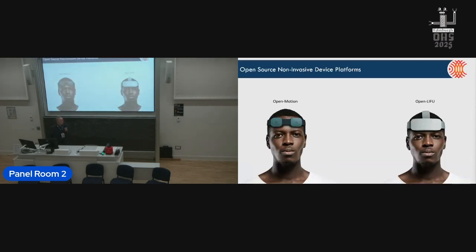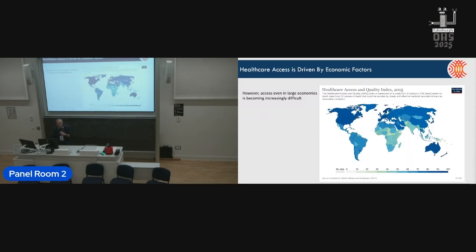We have two devices. We have a device called Open Motion, which is an instrument that measures blood flow non-invasively, and then Open LIFU, which is a low intensity focused ultrasound system. Both of these are designed to be modular and open source. I'll talk a bit about the devices, but I'd like to start with why our company came into existence.